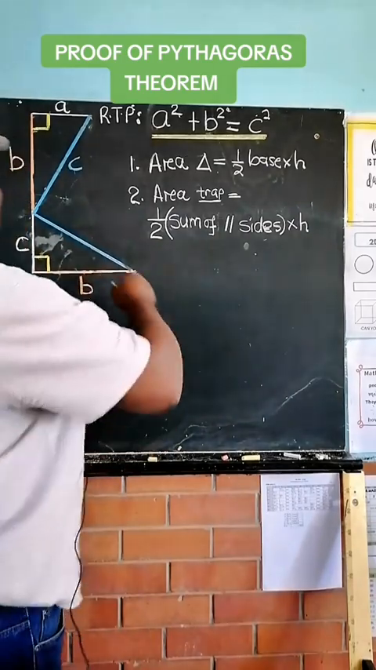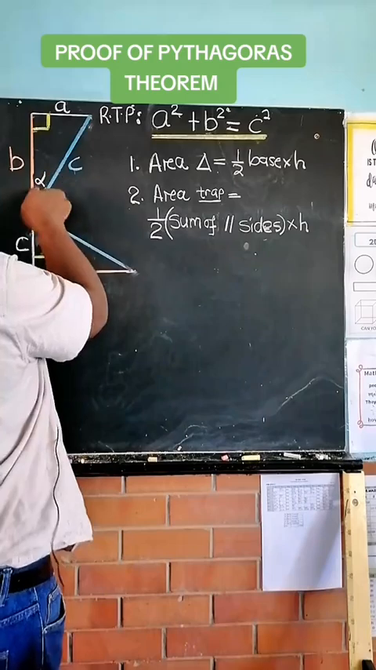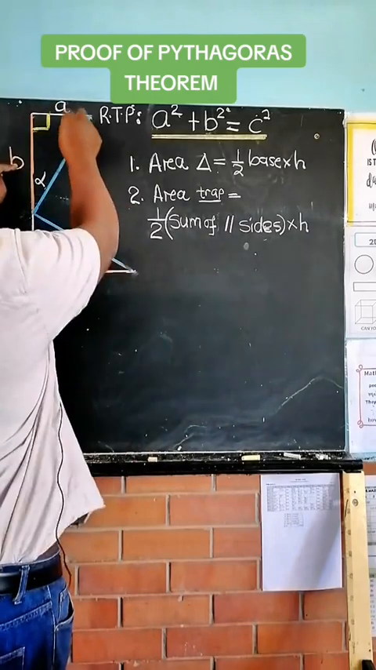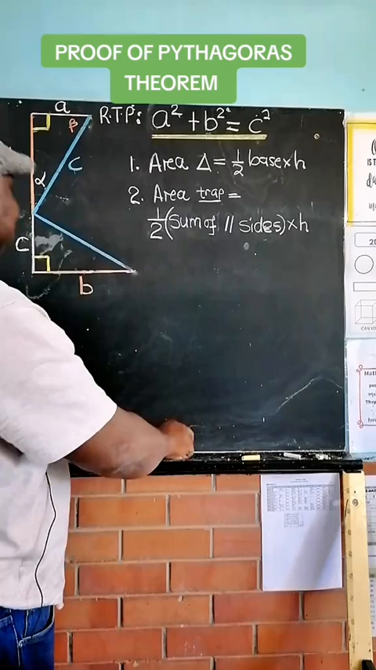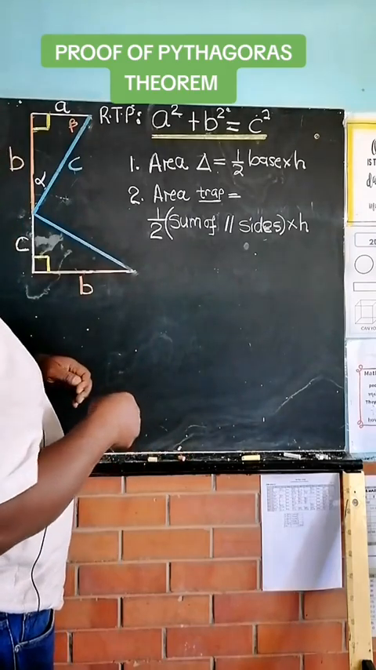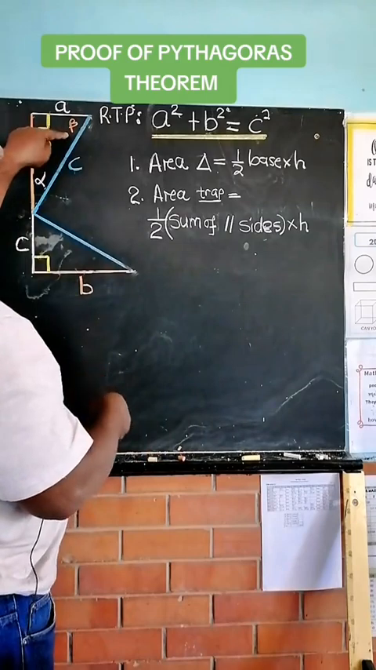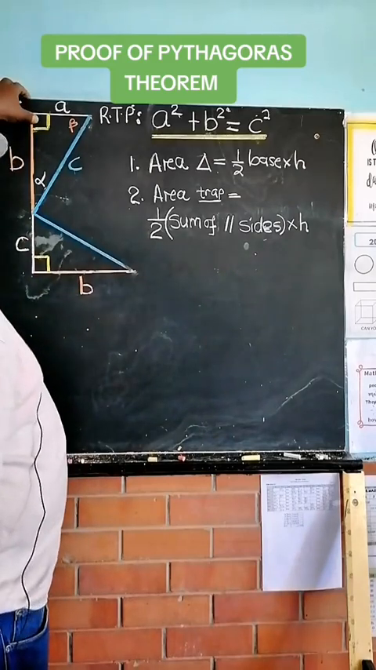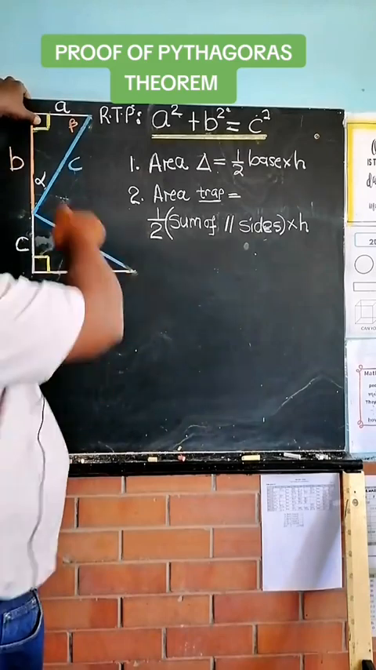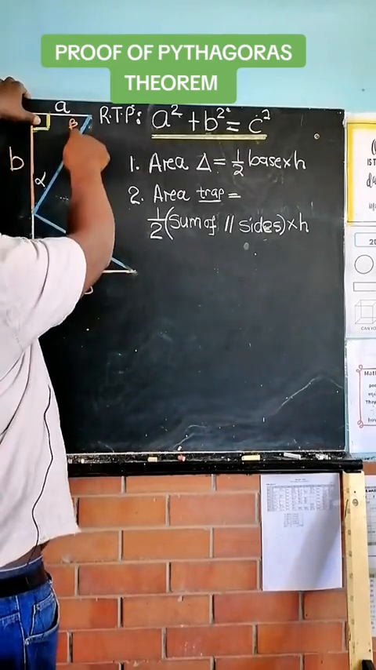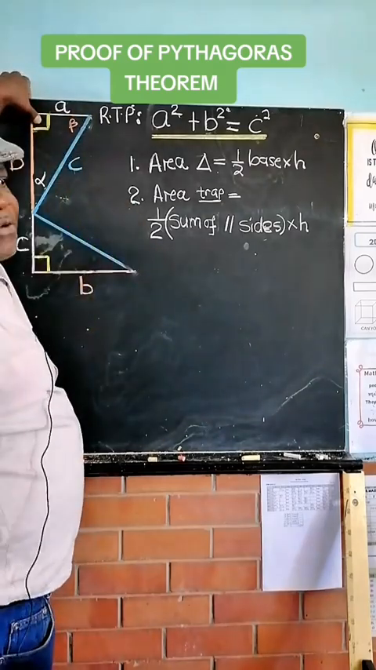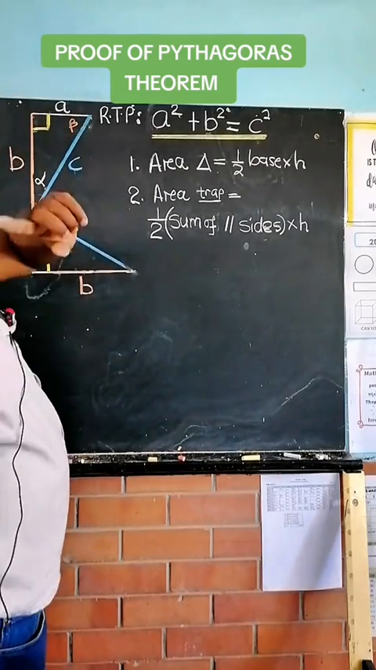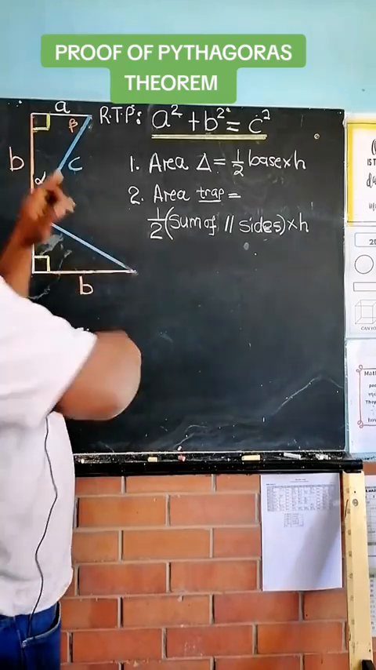So let me suppose that this is alpha. The angle opposite side A is alpha, and the angle opposite side B is beta. What it means is that alpha plus beta should be equal to 90 degrees. Why is that so? It's because this is 90 degrees. If this is 90, it means these two shall add up to 90, so that altogether in a triangle, the interior angles add up to 180 degrees. So alpha plus beta is equal to 90. Let's keep that in mind.